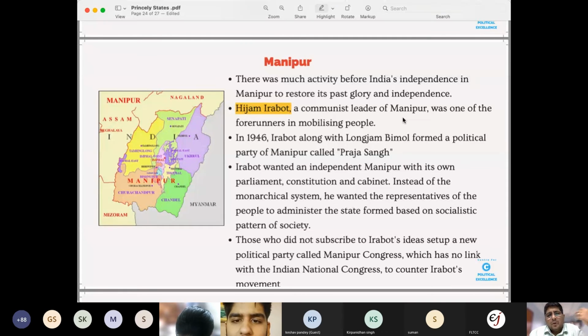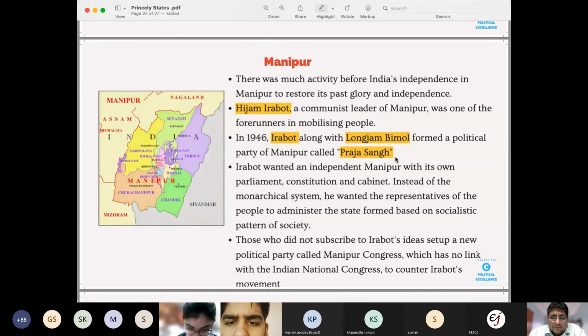Now, this name that you see on the screen, this Hijam Irabot that I have highlighted, he was a communist leader of Manipur and he was instrumental in mobilizing people in order to garner the momentum for Manipur's independence. Now, Irabot, along with another person, Longjam Bimol, formed a political party with the name called Praja Sangh in 1946.